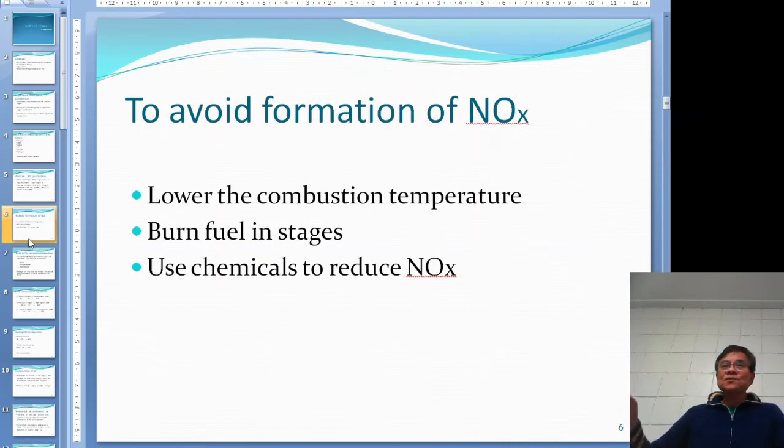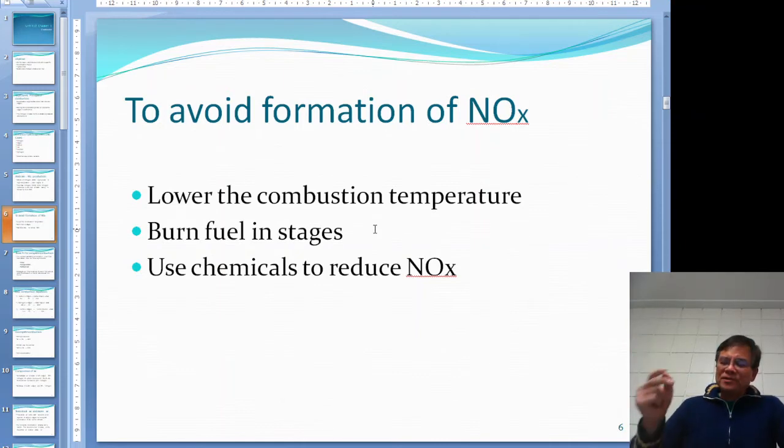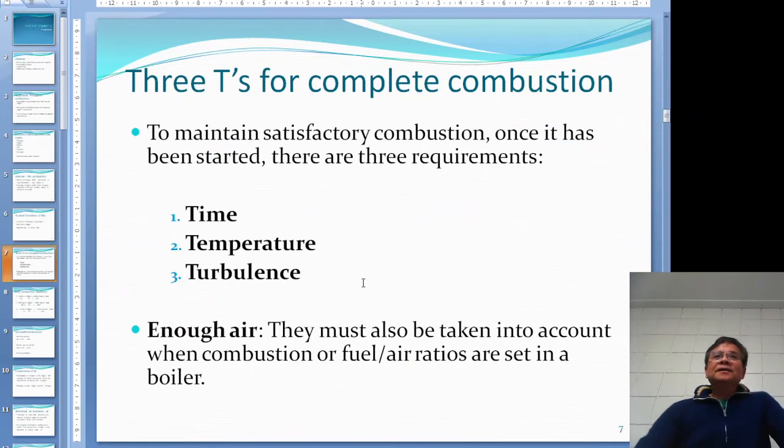Now, there are lots of different ways to do it. Actually, the second one, burning fuel in stages, is one of the methods to lower the temperature of the furnace. Lots of plants use what they call the tail gas cleanup process. Just like before, the NO or the NOx go to the chimney, they put a device in there. It's called tail gas cleanup, and it uses chemicals to take out the NOx before it goes to the chimney. That's another one too.